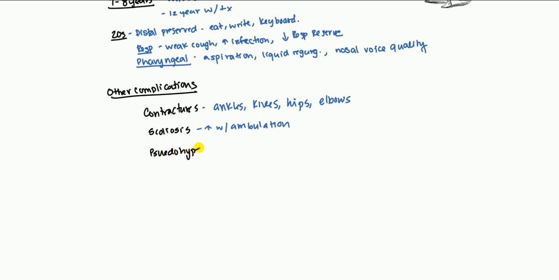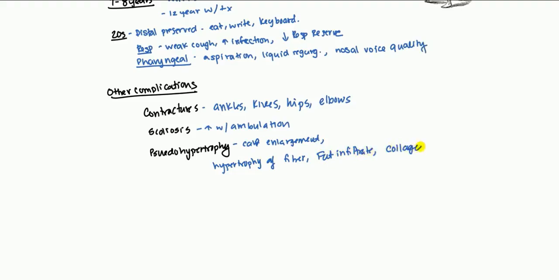Next, the most characteristic feature is going to be pseudo-hypertrophy, and this is when you have enlargement of the calf muscle. So the calf muscle becomes much enlarged, but this isn't because it's stronger. What it's due to is hypertrophy of the actual fibers. And then once it hypertrophies, you have fat infiltration, and then you have collagen deposition immediately afterwards. There also is some thigh atrophy, and that's just because of disuse atrophy. And of course, pseudo-hypertrophy can also occur in the tongue as well as the calf.